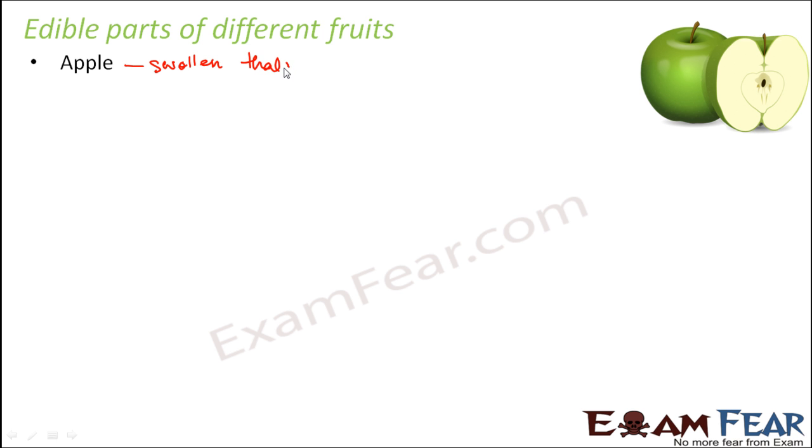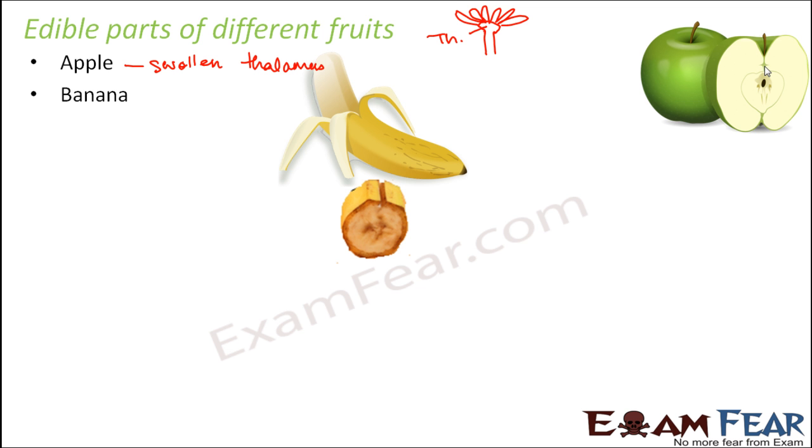You remember what thalamus is? What was it? The swollen portion of the stalk. In a flower, if these are the petals, let us suppose, this was the swollen portion of the stalk and this portion was known as thalamus. So in apple, basically this is that swollen portion, the thalamus. Then you might ask, where is the fruit? The true fruit is actually inside. This deeper portion is actually the fruit. The inside portion is the fruit and the outside swollen part is all thalamus.